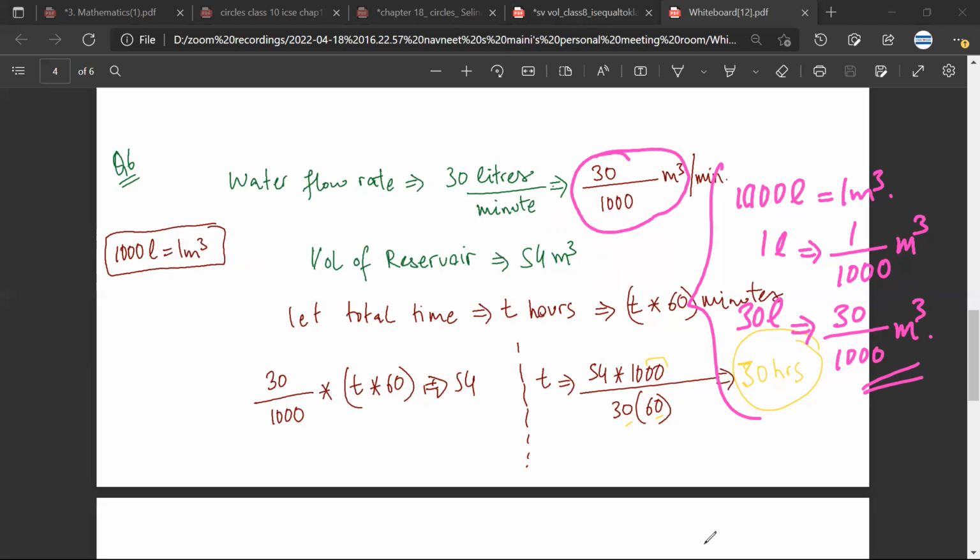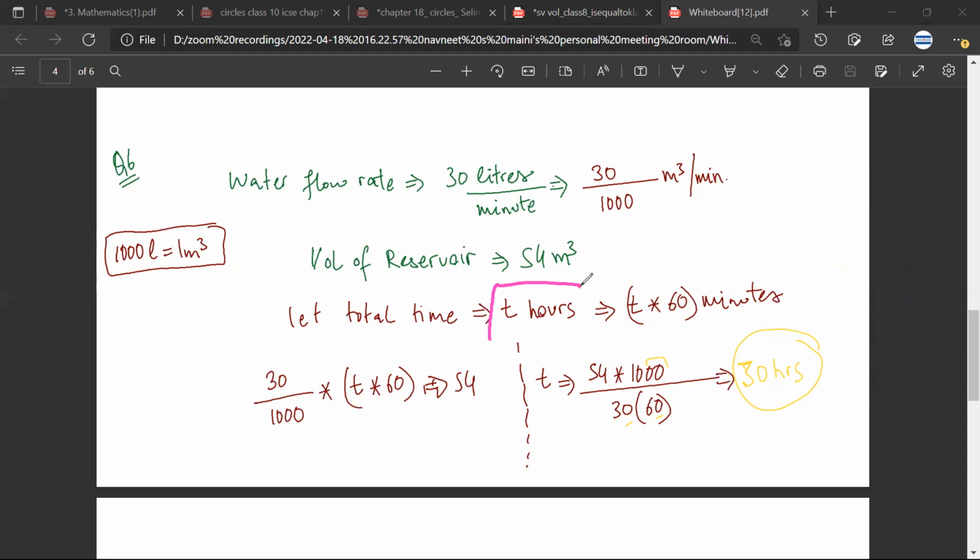Now, I have assumed that it takes t hours. Because the flow rate is in minutes, I'll have to convert this t hours into minutes. So, the minutes would be t into 60 minutes. Any doubt in this step? No doubt. Mr. Sarthak, any doubt? No, sir.